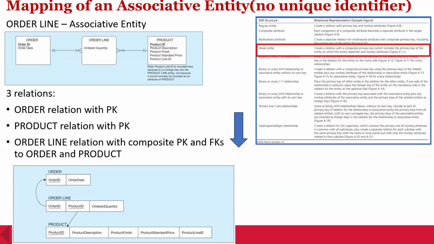So again, there is no unique identifier, so we create a unique identifier. And in this case, the unique identifier, the primary key, is going to be a composite primary key.